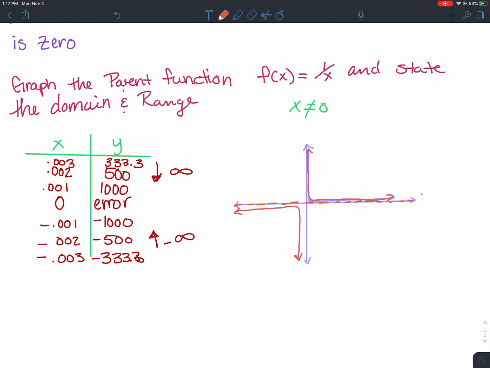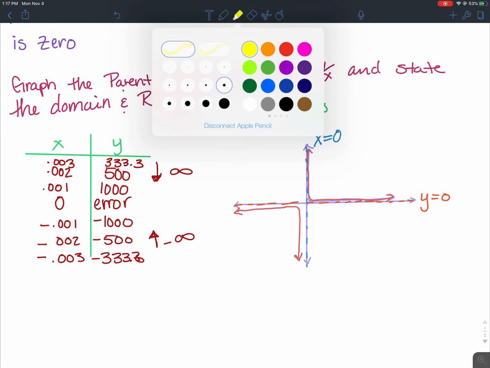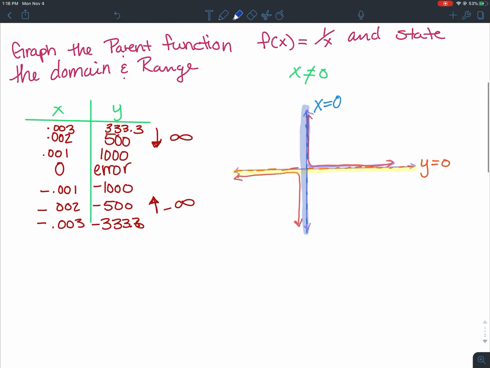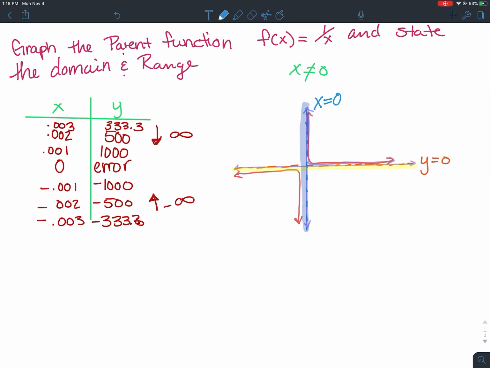This right here is y equals 0. That's our horizontal asymptote. And this right here is x equals 0. So let me highlight them. The yellow one is your horizontal, that's y equals 0. And this blue one is your vertical, and that's x equals 0. So the domain for this guy would be negative infinity to 0, but it's never going to equal it, so I'm using parentheses, and 0 to infinity.